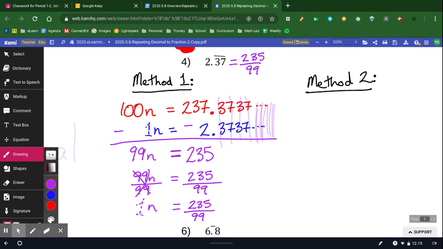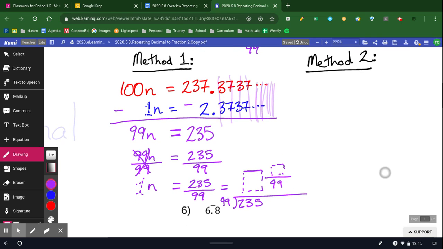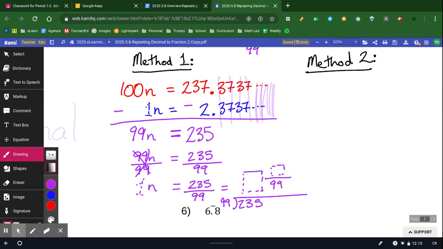Now, that's a good answer, but it's not a great answer. I think we can go a bit farther and say, how many wholes is that? And then how many parts is that? Naturally, it'll still be 99 parts, or 99 that's split into. But what happens if I divide 235 by 99? Well, I know 99 goes into 235 2 whole times.